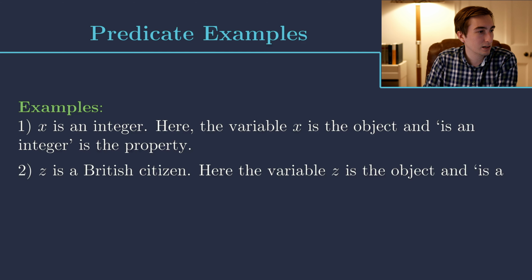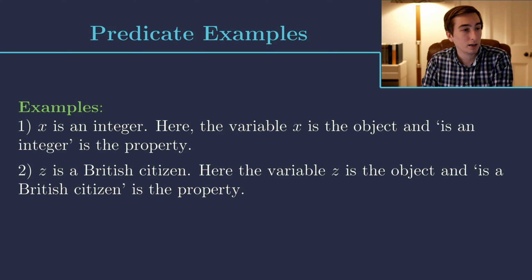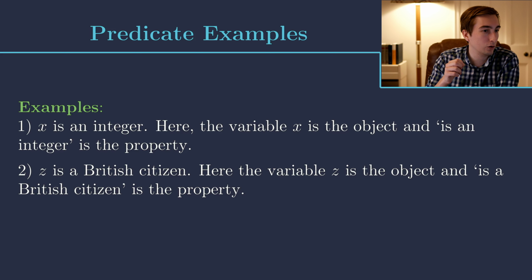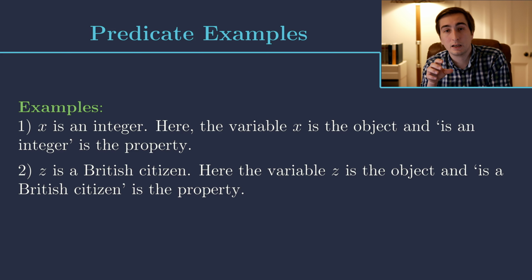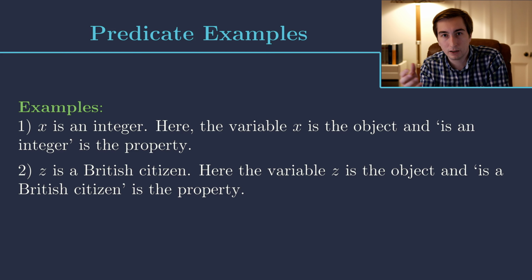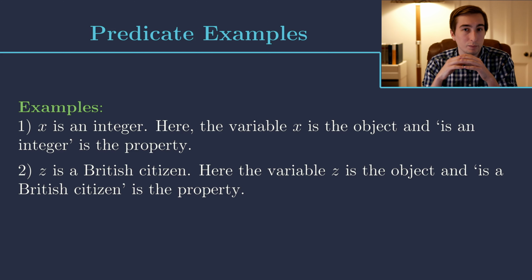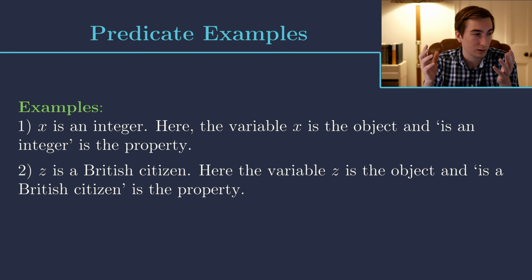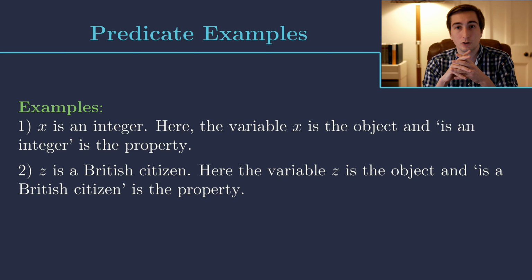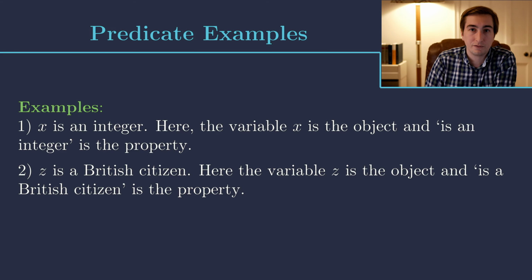Here we've got Z is a British citizen, and the variable here, Z, is the object, much like we expected before, and the property is "a British citizen". So we have our domain of discourse, let's say all people on Earth, so we can put in any person in there, and let's say I put myself in, so James is a British citizen, that is a true statement. But if you put in, say, Boris Johnson, that would also be true, but I should have said something like maybe Donald Trump. If I put Donald Trump into there, that would be false.